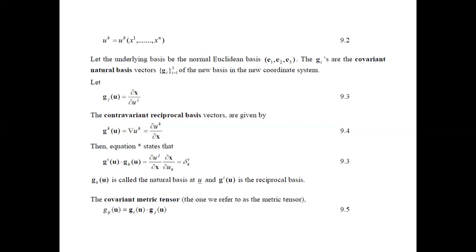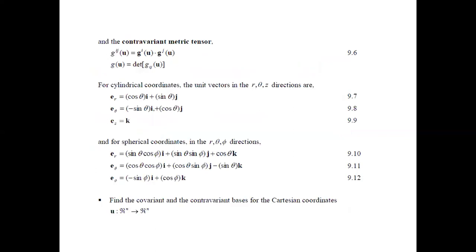g_k(u) is the natural basis at u, and g^j(u) is the reciprocal basis. The covariant metric tensor is g_ij(u), which is g_i(u) dot g_j(u). And the contravariant metric tensor is g^ij(u), which is g^i(u) dot g^j(u). g(u) is the determinant of g_ij(u). Earlier we saw that it will also be equal to the determinant of g^ij.